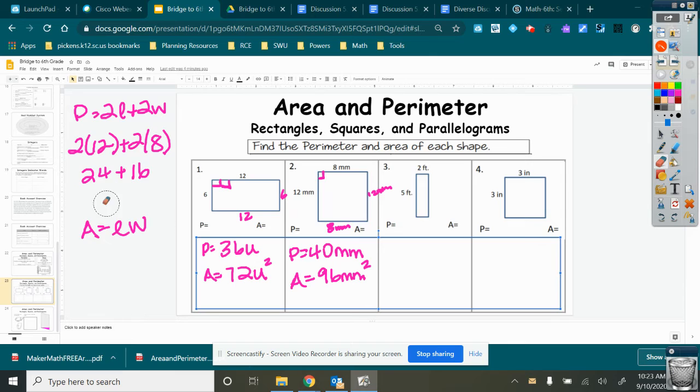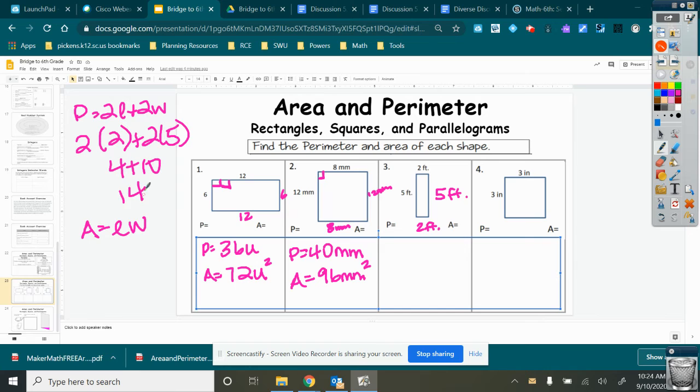I'm just going to erase the work this time. All right, so for number 3, we have side lengths of 5 and 2. Opposite sides are parallel and congruent. We have units, which are feet. So we just need to do 2 times 2 plus 2 times 5, which is 4 plus 10, which is 14. So our perimeter is 14 feet.